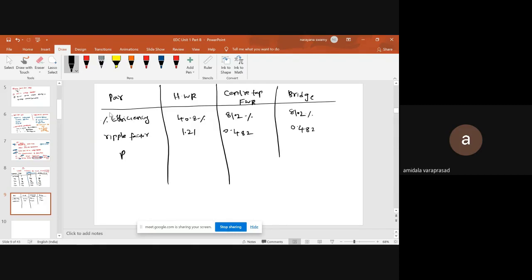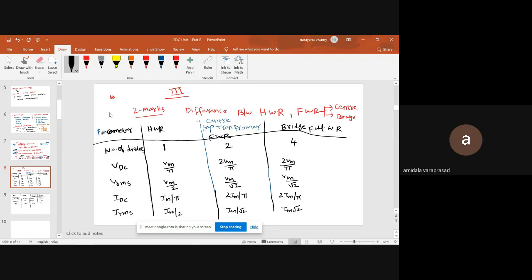Which one will change? Peak inverse voltage will change. For half wave it is Vm, for center tap transformer 2 Vm, and for bridge rectifier Vm. These are all the differences. They can ask what is the efficiency, what is the ripple factor, peak inverse voltage, or how many diodes are in half wave rectifier, full wave center tap transformer, and full wave bridge rectifier. All of these they can ask from the table.